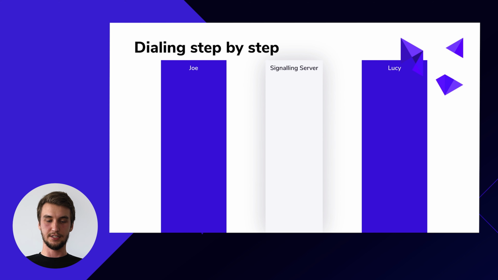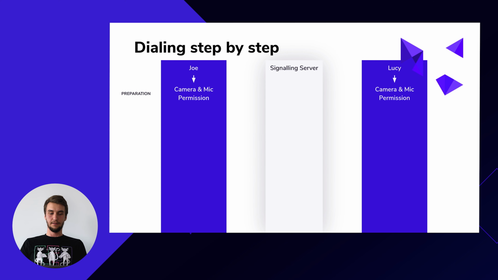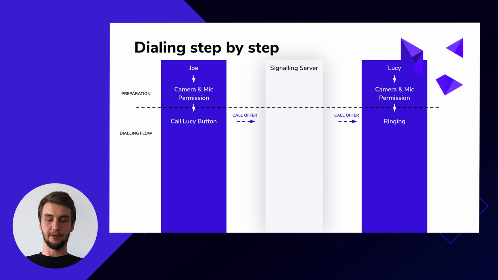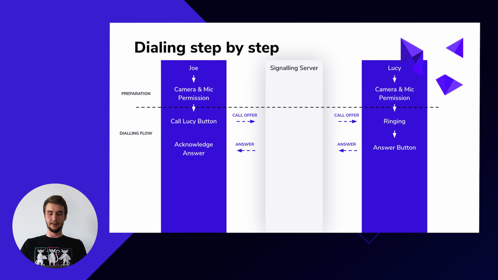Now let's understand each step of the dialing process. First of all, we need to get camera and microphone permission. This isn't related to WebRTC yet and is a standard procedure in such applications. Now, the fun part begins. Joe initializes the call by pressing the call button, where WebRTC offer is being made and sent over the signaling server to Lucy. Lucy's computer starts ringing and she will press the answer button, where WebRTC answer will be made and sent over the signaling server to Joe so he can acknowledge the answer.